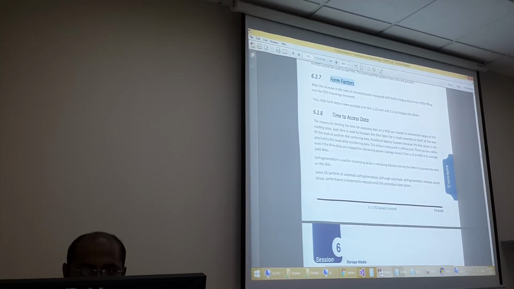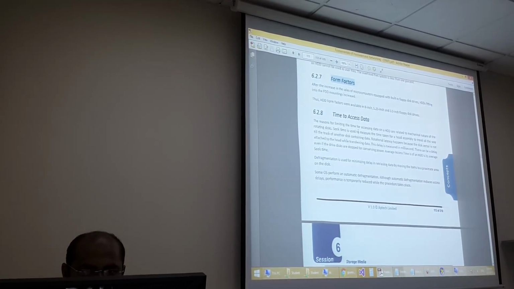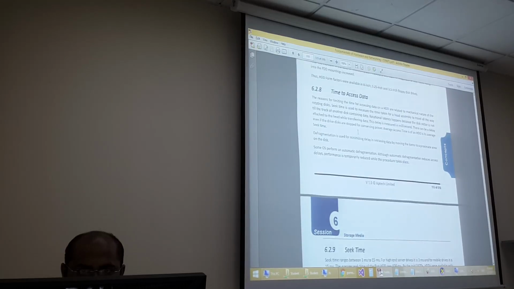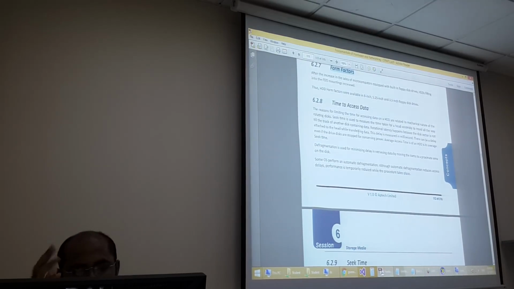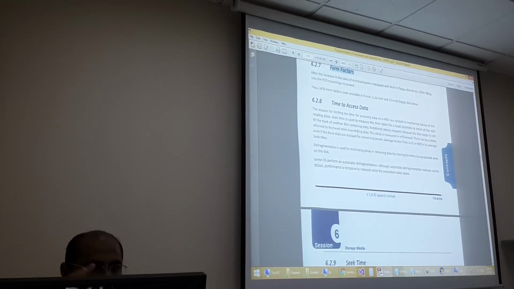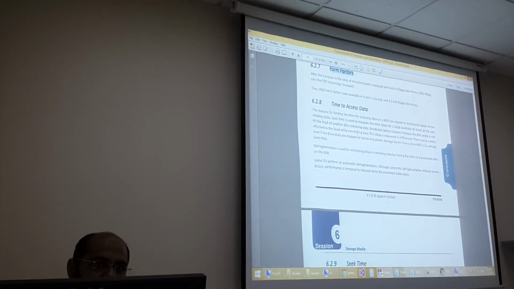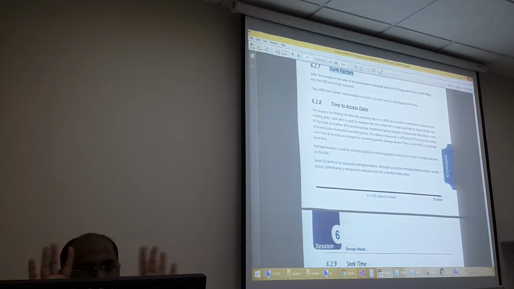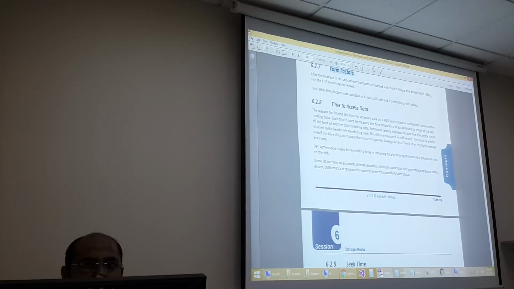The other thing is trying to access data. There are many things that come with the hard disk. Now see, all these things are related to the overall performance of the computer. If your computer has to work fast, there are many things that have to work fast. If one thing is not working fast, everything has to fall back to make up for that.